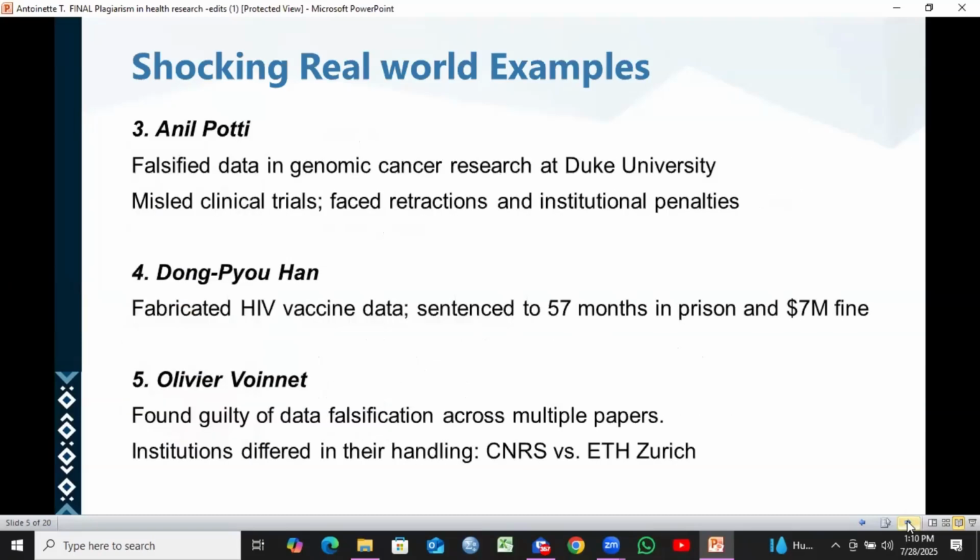More examples, we have Antoinette, who falsified data in genomic cancer research at Duke University. So you can imagine someone falsifying data on cancer research and how many lives could be on the line. He also misled clinical trials, which resulted in retraction and institutional penalties. We have Dong Han, who fabricated HIV vaccine data, who was sentenced to 57 months in prison and had a fine of $7 million to pay. We also had Oliver Voigtnet and many others. We could always check online to see some of those who practice this academic misconduct.